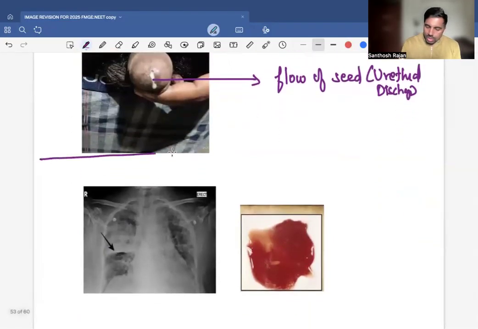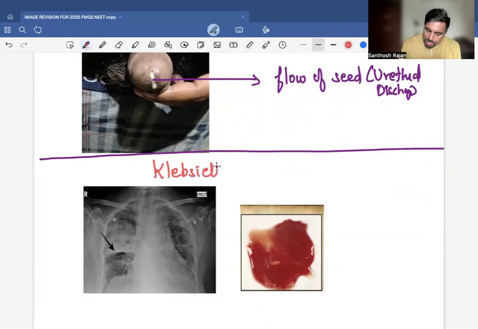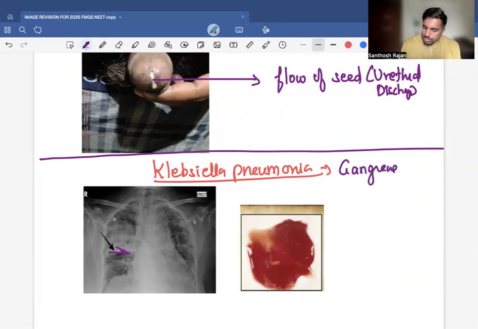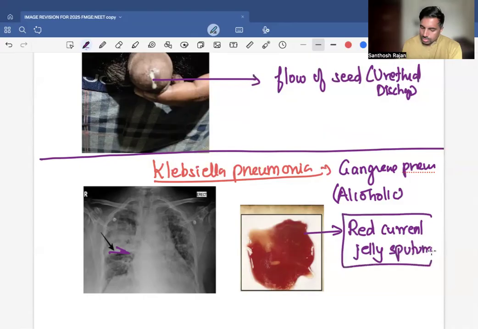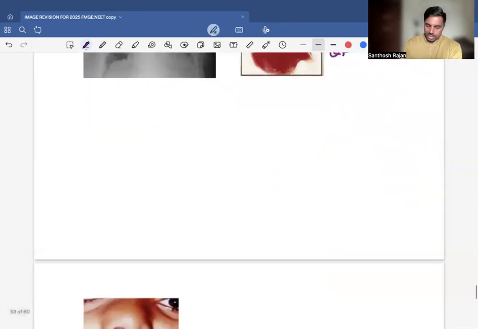Now, the next one is your Klebsiella. This is your Klebsiella pneumoniae. First of all, it can cause very gangrenous pneumonia, usually in alcoholic patients, the history will be alcoholic. The sputum is basically currant jelly sputum. You call it red currant jelly sputum. Characteristic feature. Okay, yes. Next.